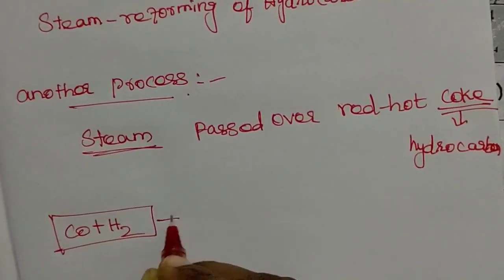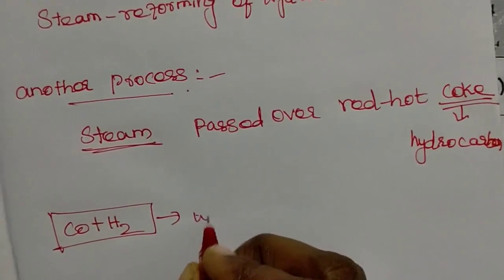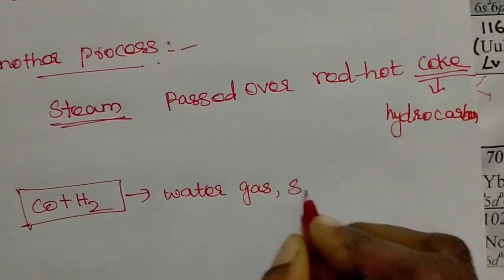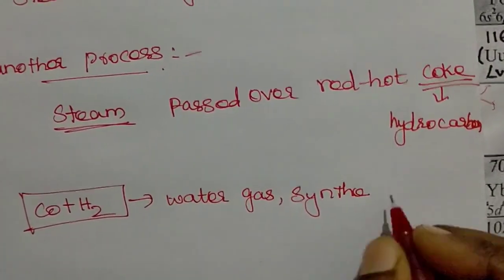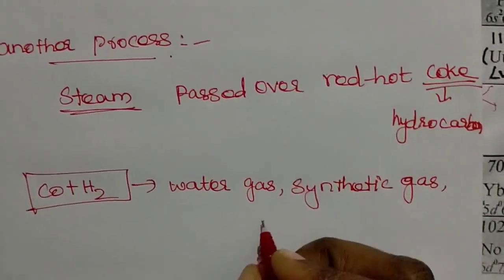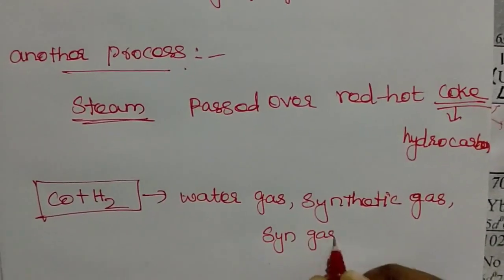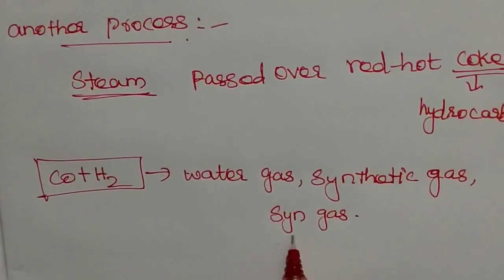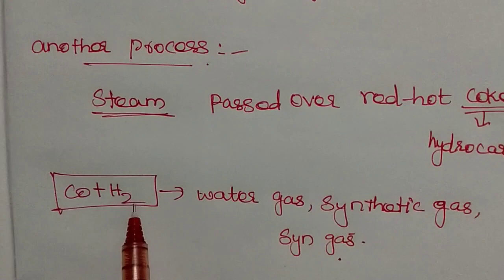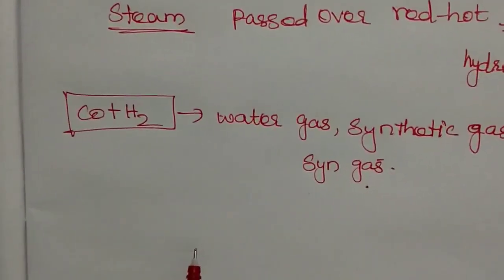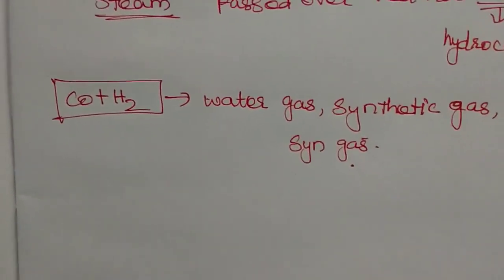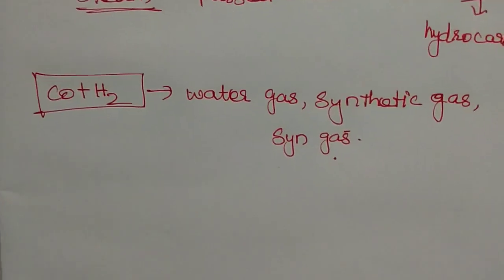This resultant gas is generally known as water gas. Or you can call it synthetic gas, or otherwise syngas. So it has three names: water gas, synthetic gas, syngas. What is the formula of syngas? CO plus H2. Syngas is important, and we use it for the synthesis of organic compounds like methanol, ethanol, and some simple hydrocarbons.